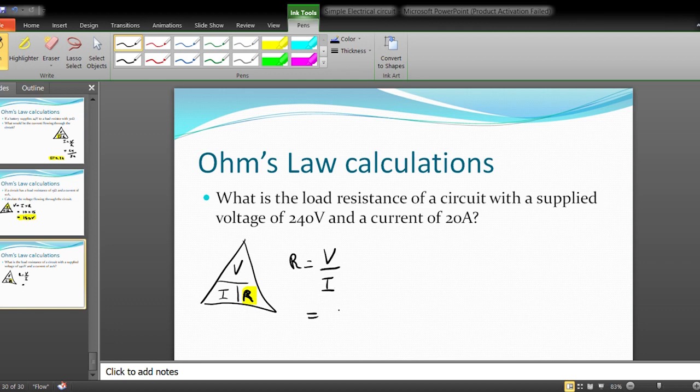Put in the values and you'll have V being 240 volts divided by 20 amperes. So 240 divided by 20 amperes will give 12 ohms. So the load resistance is 12 ohms.